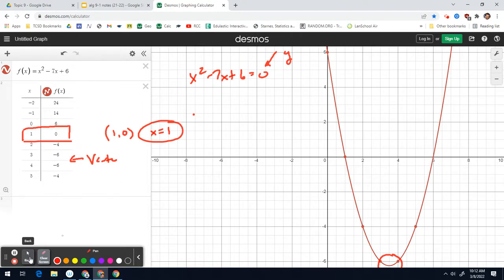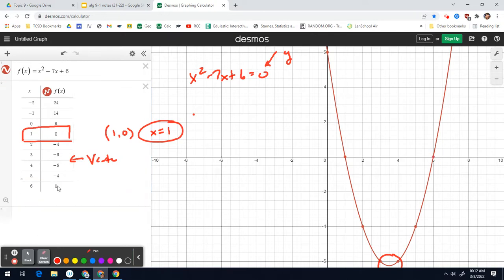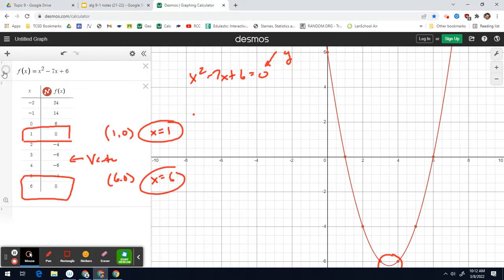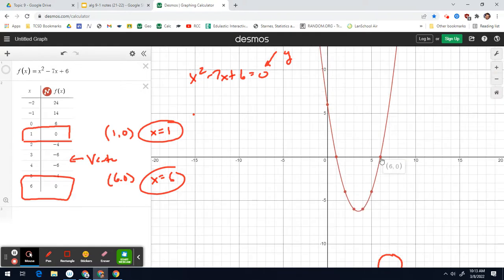So now, if we keep going, let me type in 6, and there we go. There's my second answer, 6, 0. So 6, 0 is another intercept, and x equals 6 is a solution. Now I suppose I should hide that graph from you. It won't let me. There you go. We're just using a table, but anyway, you can see on the graph, if I zoom out, that's x equals 1, and that's x equals 6. And there's your two solutions.